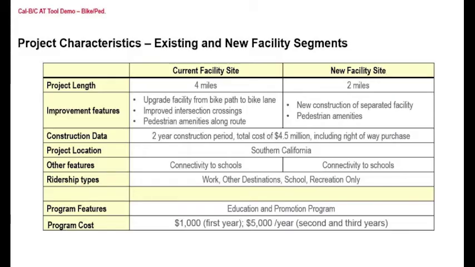You probably wouldn't build a project that has every one of these components, but we tried to put them all in this example so you can see different aspects of the tool. And this media, it's an education and outreach program, the non-infrastructure portion. And it's going to cost $1,000 the first year and $5,000 the second and third year to do this media campaign.